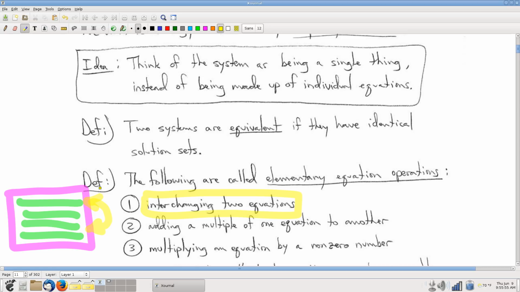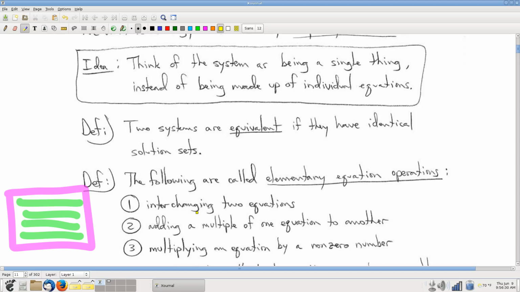Now, what happens if you take two equations and just switch their positions within the system? Well, come on, it's the same algebra. It's the exact same list of equations, at least in total, but the system is a little different. The equations have been reordered. Now, is that an important difference? It doesn't seem like it. It's going to turn out to have some relevance, and we'll get to that later. But this is our first example of what we call an elementary equation operation.